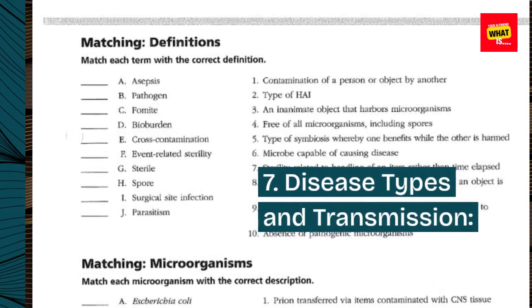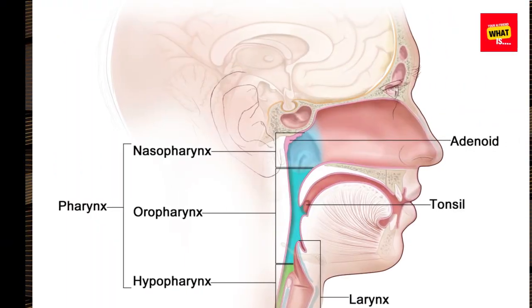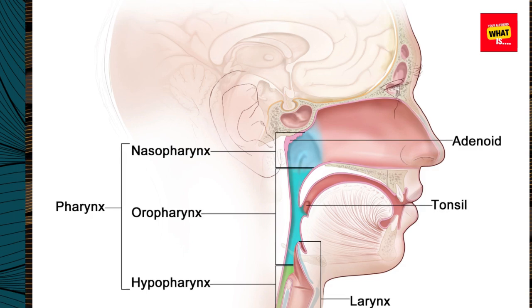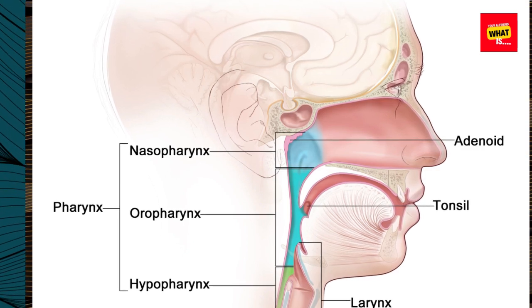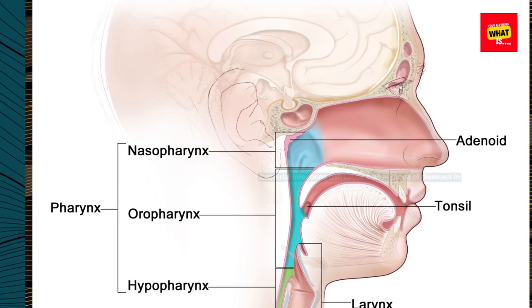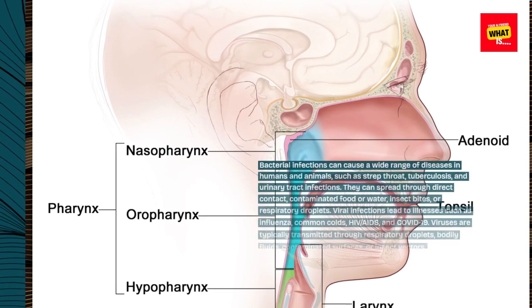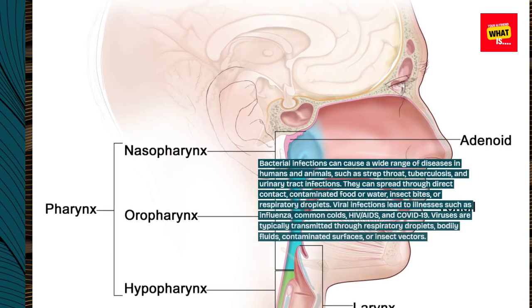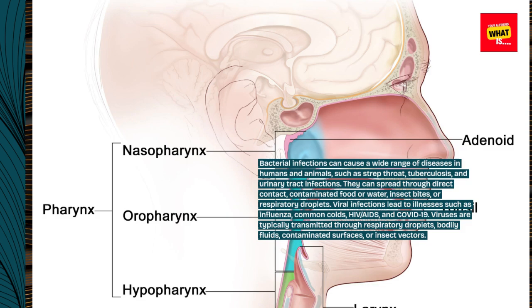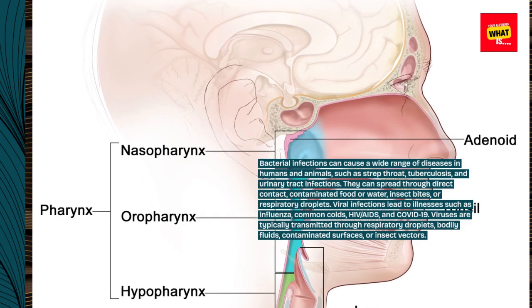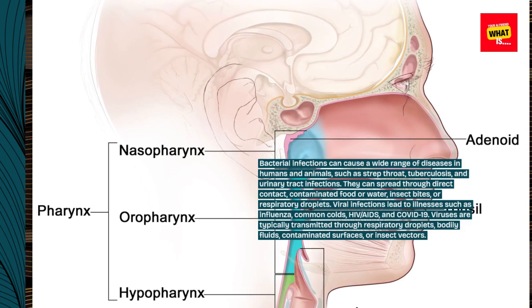7. Disease types and transmission. Bacterial infections can cause a wide range of diseases in humans and animals, such as strep throat, tuberculosis, and urinary tract infections. They can spread through direct contact, contaminated food or water, insect bites, or respiratory droplets.